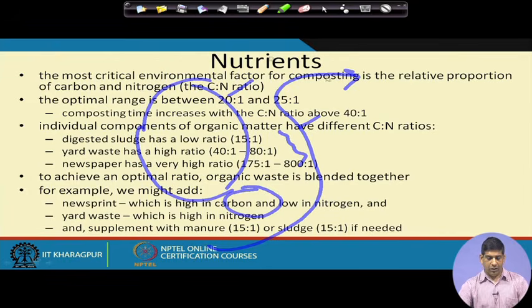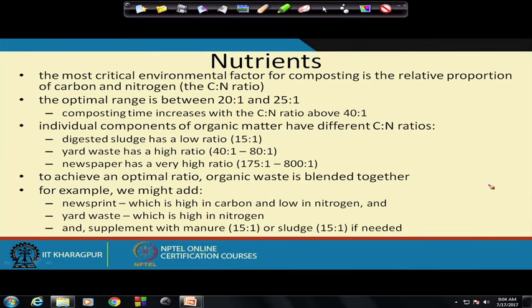And then we have nutrients. Nutrients are also very important. Nutrients are kind of like vitamins that we take. So it helps in keeping the system running.